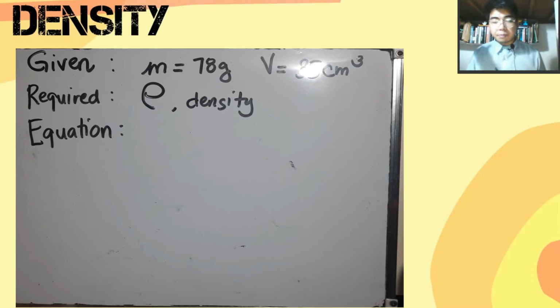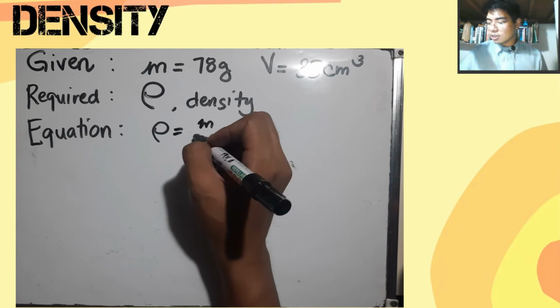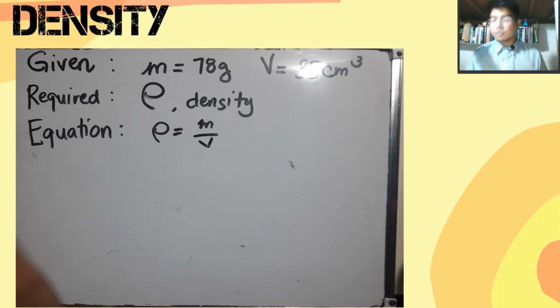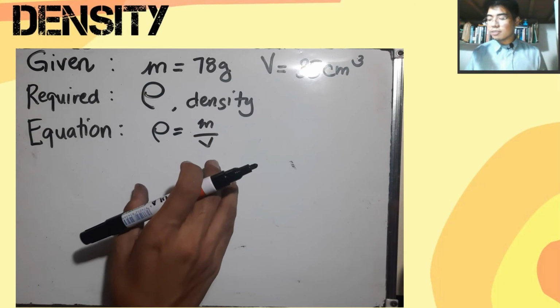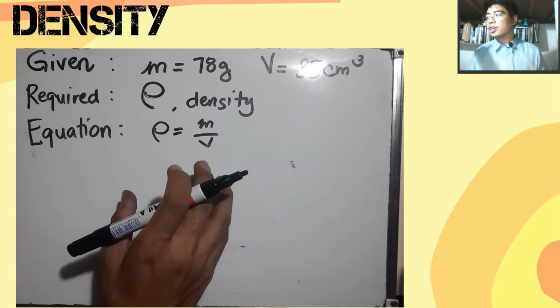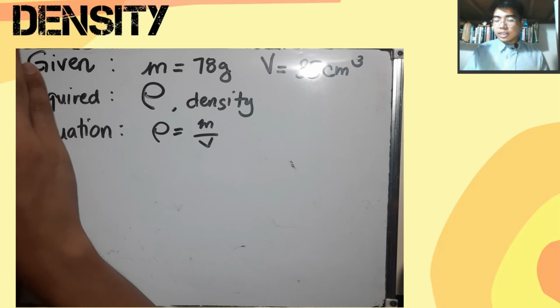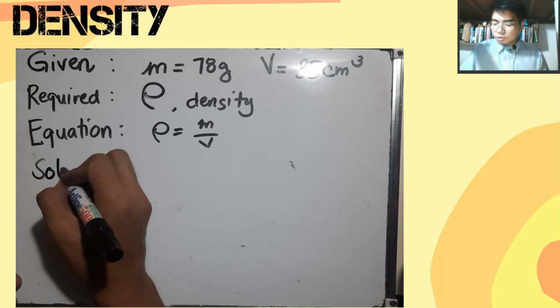Then, E, for the equation. Going back to the discussion earlier, our equation here is density is equivalent to mass over volume. So this is the formula that we are going to use and utilize for this particular problem. After the given, required, equation, let's now proceed with the solution.